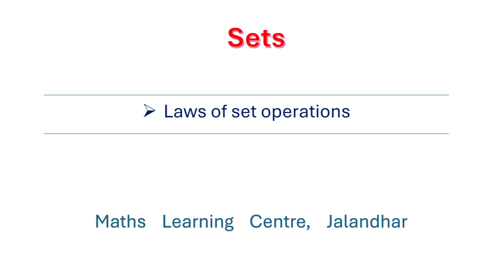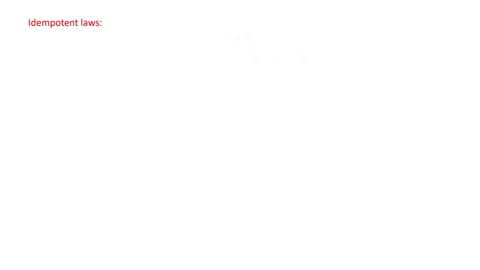In this presentation on sets, we are going to talk about the laws of set operations. Now the first law we have is the idempotent law. It states that for any set A, the first property is A union A is equal to A, and A intersection A is also equal to A. Now we have to prove this result.